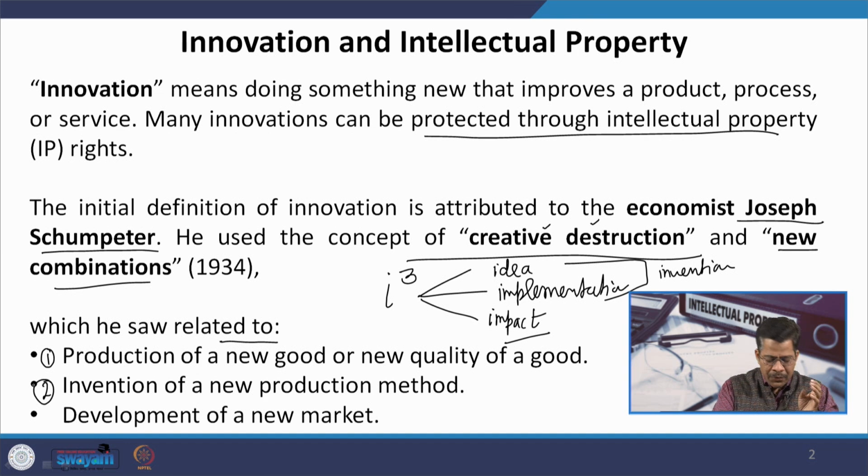Second is invention of new production methods. A lot of such inventions are happening in the field of medical science. How we are continuously improving the process of surgery, that is an example of a new production method. How continuously we are trying to reduce carbon emission in our manufacturing processes. How we are continuously trying to reduce the emission of hazardous elements in our manufacturing process. That all is invention of new production method.